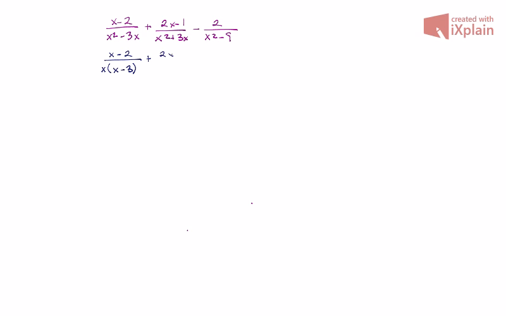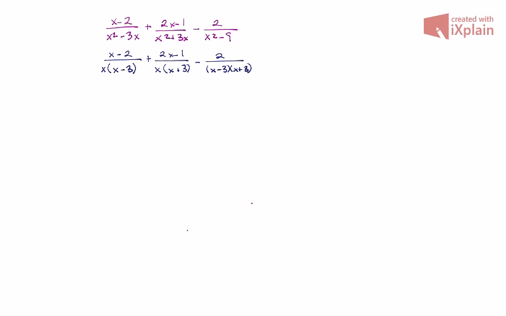As we move forward, we have 2x minus 1 all over, again, there's a common factor of x, so I'm going to pull that out. And then this third term that we have, this x squared minus 9, this denominator, will factor into an x minus 3 times an x plus 3.